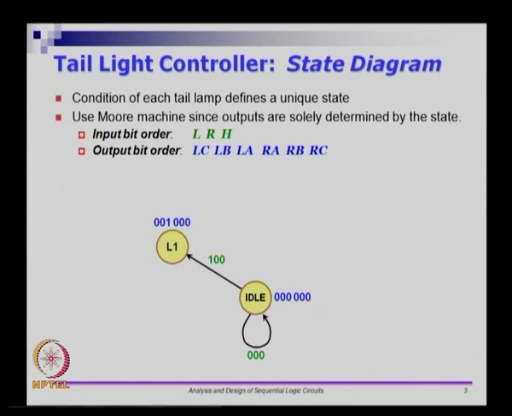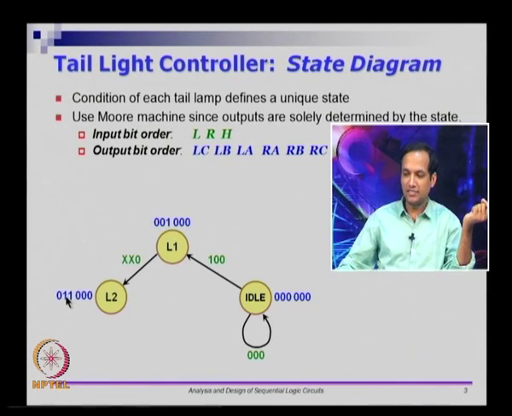The moment I turn on the left indicator, L equals 1, R equals 0 and H equals 0. The moment I do that, the first thing I want to do is turn on the bulb called LA, then turn on the bulb called LB, turn on the bulb called LC, and go back to the idle state.